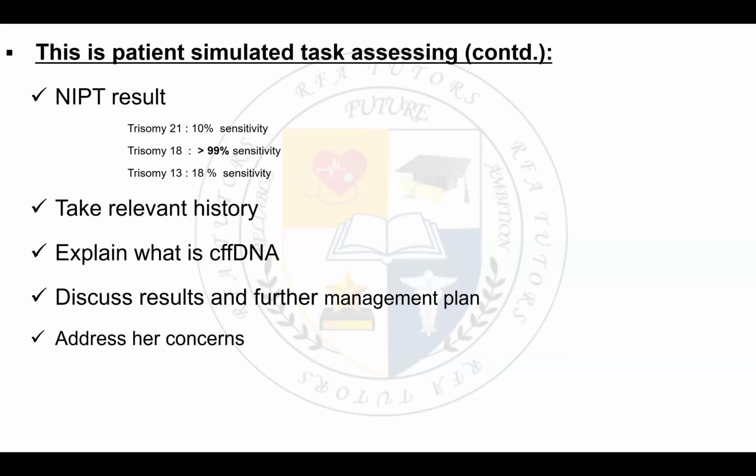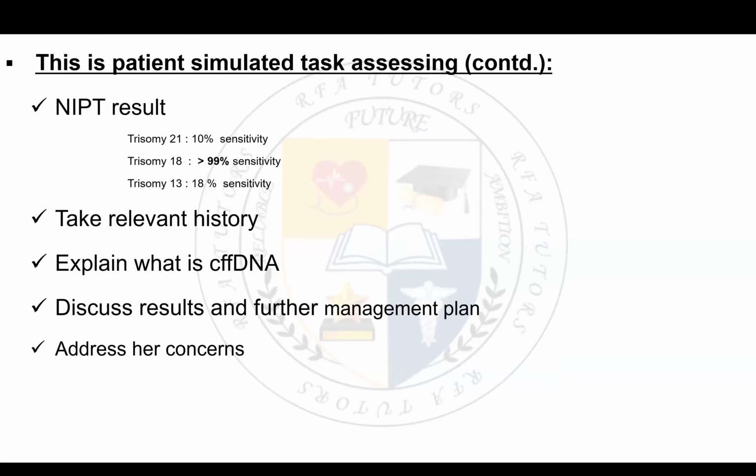Right, and we will take blood from you, and there are some fetal cells in your blood as well. There are tests which we can do on these fetal cells, and we will get some genetic material from that cell as well. And from that genetic material, we can study whether your baby is okay.